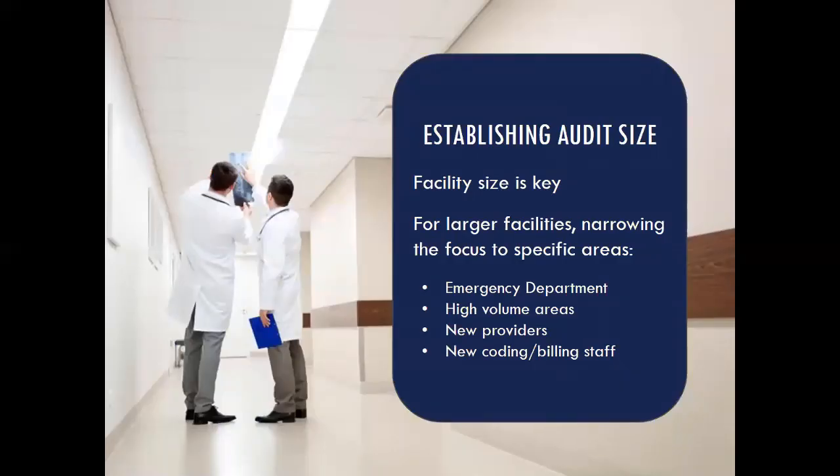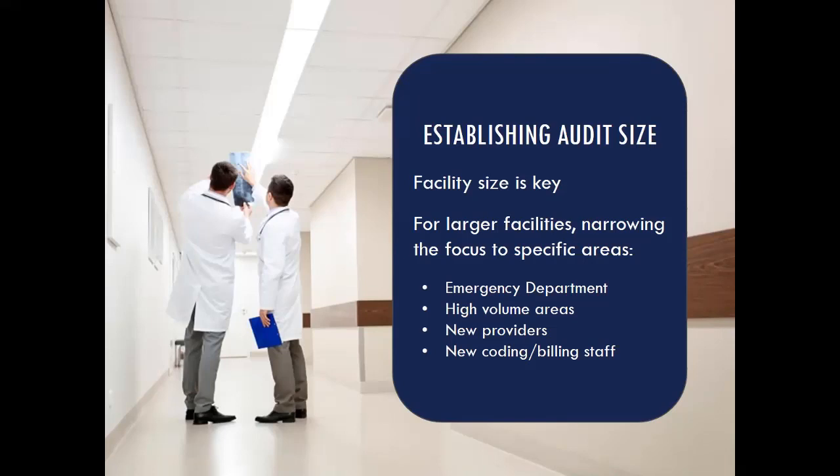Again, facility size is the key as well. So larger facilities, you're probably going to need to focus your audit to a specific department. So instead of looking at all outpatient claims, we would look at emergency department. And depending on the volume in your emergency department, you might even narrow that down even further to specific levels that were billed out of that emergency department. Or maybe you only want to view patients that came into observation through the emergency department. There's a lot of different ways that you can review records based on the data that you pull.